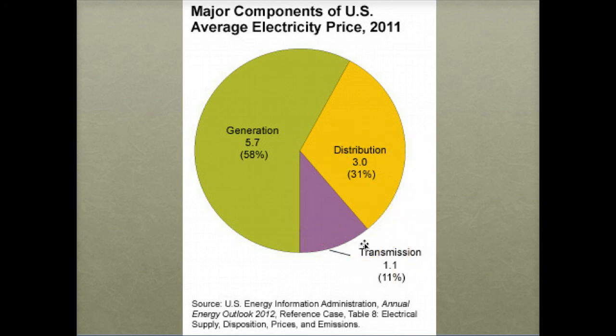When you look on your electric bills, you will see that roughly half of the money you pay goes towards supply, which means generation, and the other half goes to paying for getting the electricity from the generator to your house, or transmission and distribution.